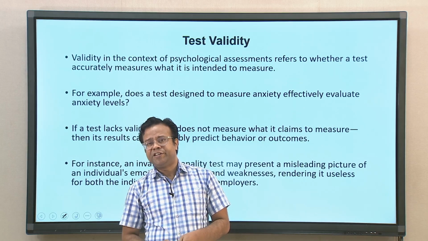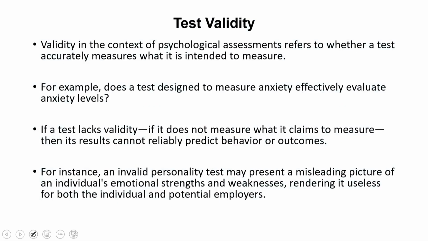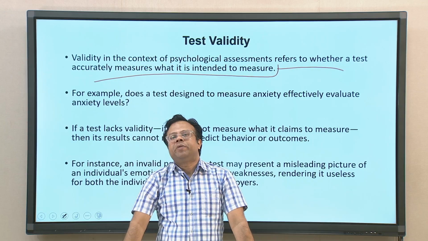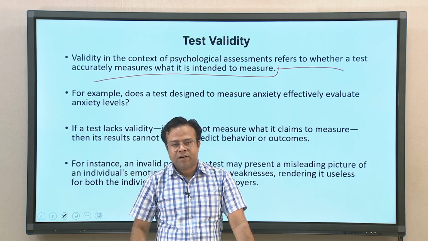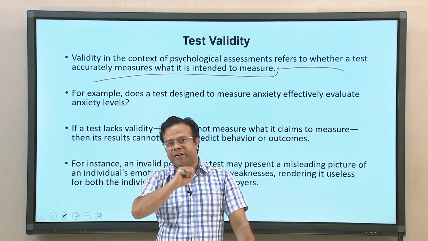What is the meaning of validity of a test? When we talk about validity, it refers to whether a test accurately measures what it is intended to measure. So, whether a test measures what it claims to measure. So, that is validity. Now, if a test is claiming to measure something, let us say anxiety, and if it is measuring anxiety, then it is a valid test.